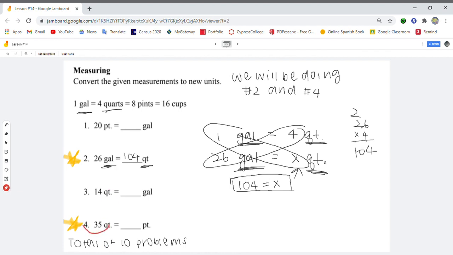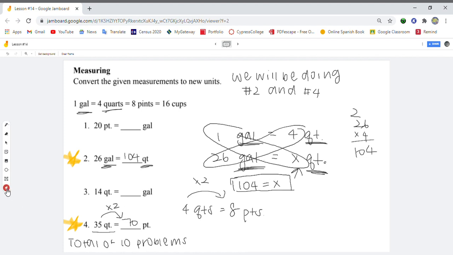Next, for number 4, I'm going to do more of an easier way. So since we're given quarts and pints, we're going to be using quarts and pints over here. So we know that 4 quarts equals 8 pints, which means that pints is twice as much as the number of quarts. So using that knowledge, I can say that 35 quarts is equal to 70 pints because 70 is twice as much as 35. So the way I did it is 4 times 2 is 8, so that means 35 times 2 has to be 70. And that's just it.